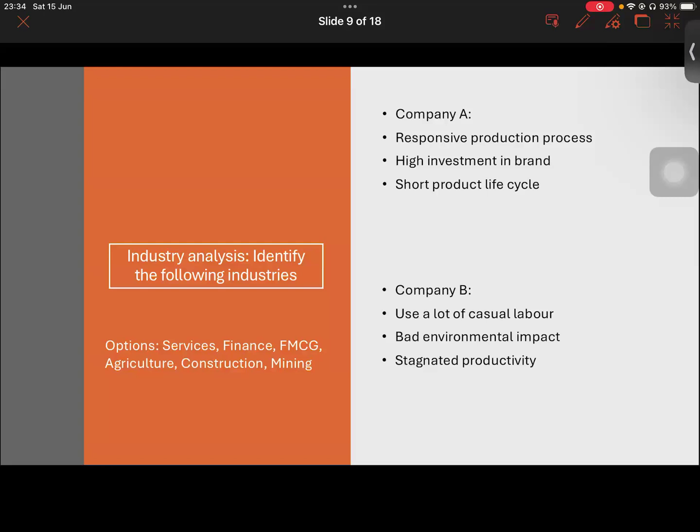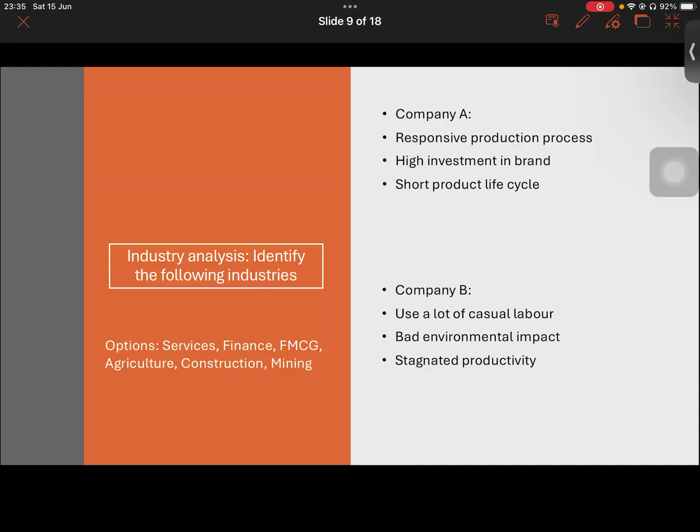With company A, then they need to adopt the responsive production process. Okay, so like some very serious and very professional. They also need to invest much money in brand and marketing. And their product life cycle tend to be short. With company B, they use a lot of casual labor. They have very poor reputation on the environmental impact, like they emit a lot of CO2 or carbon dioxide to the atmosphere. And the industry is famous for stagnated productivity.